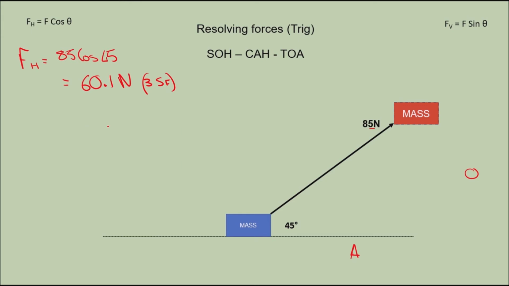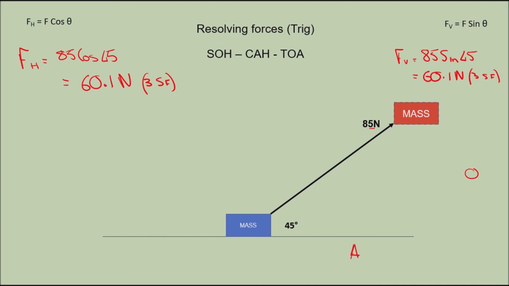For our vertical component, we take our force, so FV equals the force. The force this time is the same as the one we used horizontally, and you'll notice the only thing I'm going to change is the trigonometry function, from cos to sine. The angle is going to remain the same as well. I'll give you a sec to pop it in your calculator while I stick it into mine. And we'll see we've got a force of 60.1 newtons to 3 significant figures.